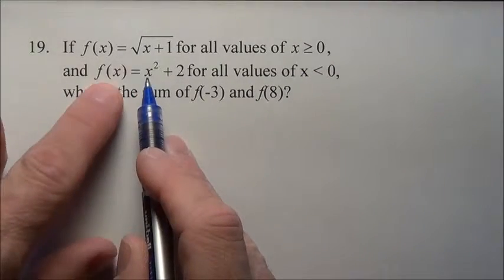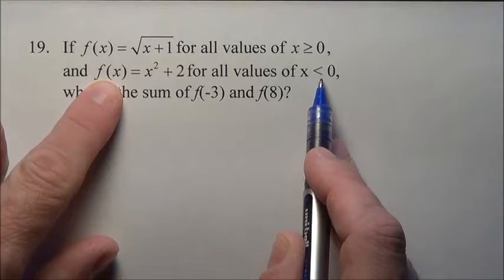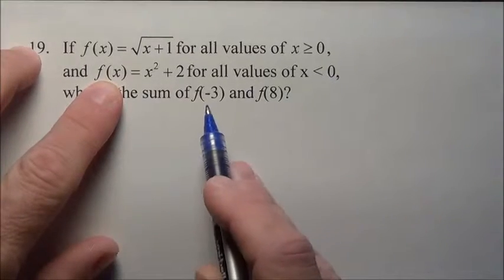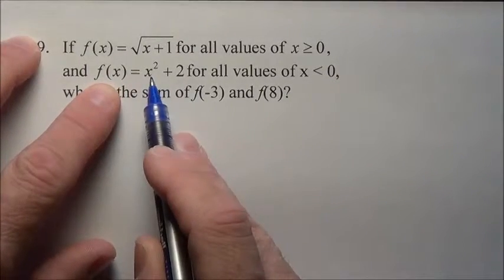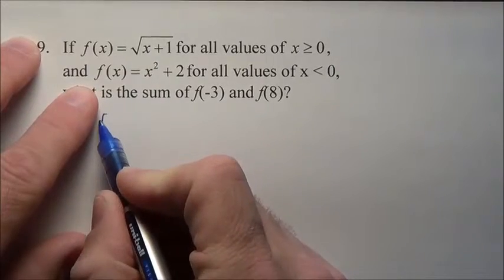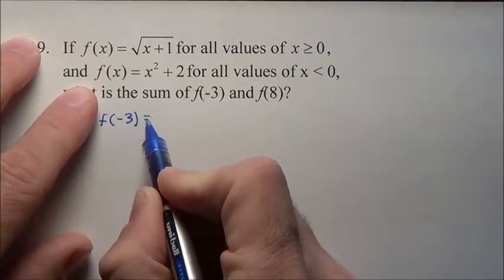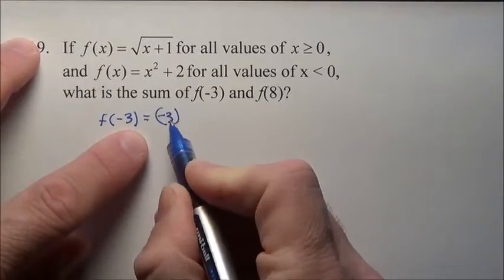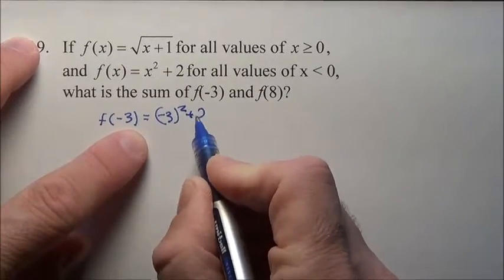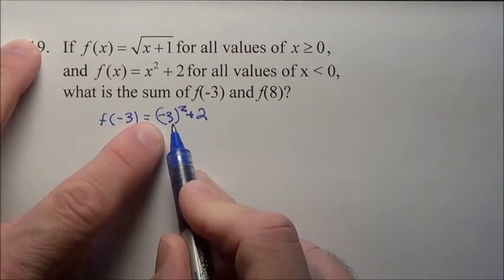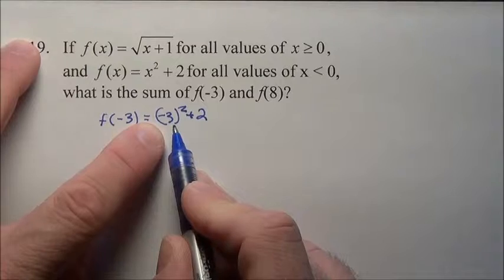We have to use this equation because it says for all values where x is less than 0. So f of negative 3, we're going to use this equation. So if I do f of negative 3, that's going to be negative 3 squared plus 2. Don't forget your parentheses. If you're squaring a negative number, you know it's going to be positive.